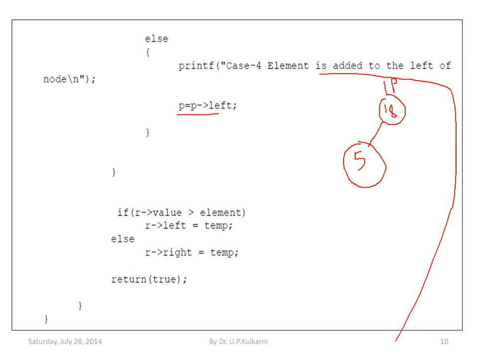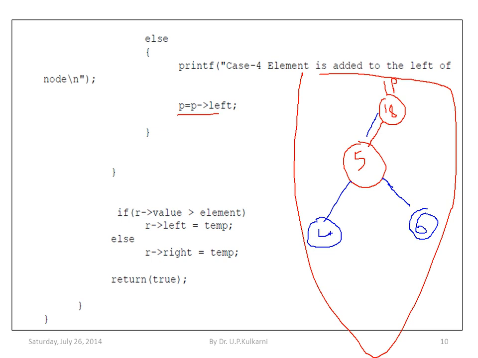Now consider this particular tree, and say I want to add an element 6. What do I do? 6 is less than 18, I move here. Then 6 is greater than 5, so I am at this stage. I need to add the element 6 to the right of this particular node 5. If R dot value is greater than the element, then R dot left equals temp. That means the left side. Now consider a situation where I want to add the element 4. In that case, I connect this new node containing 4 to the left of the node containing 5. Otherwise, I add the new node containing 6 to the right of this. So it is the right of this temp, or the left of the R. This is how we add elements to the binary tree.